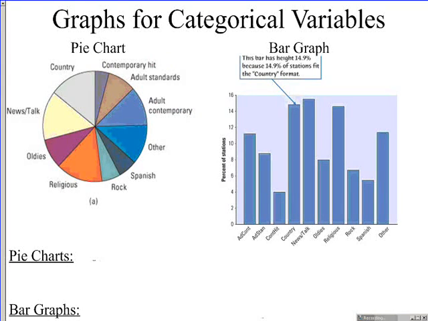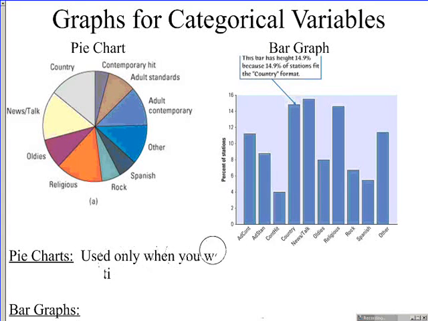Okay, so two things we could do here. We could do a pie chart, which is done on the left here. You will not have to construct pie charts on your own. Pie charts are nice if you have a computer program that you are going to use. But for us, anytime you have a categorical variable, you are usually going to use a bar graph.